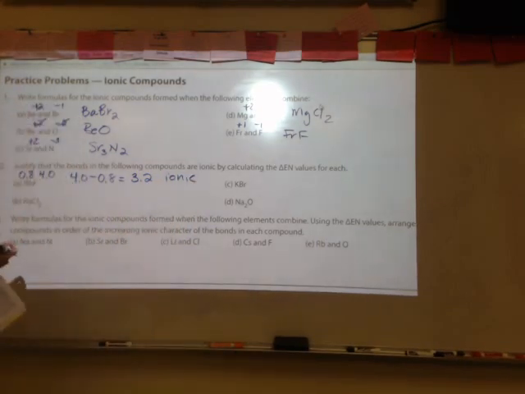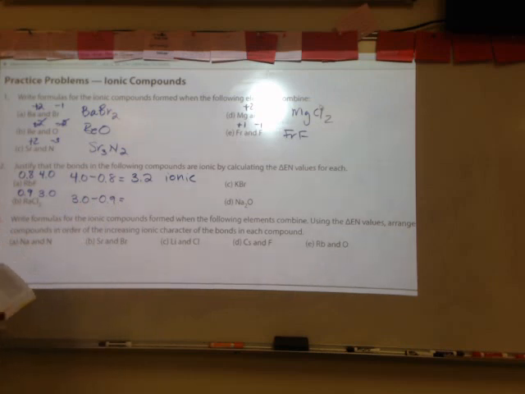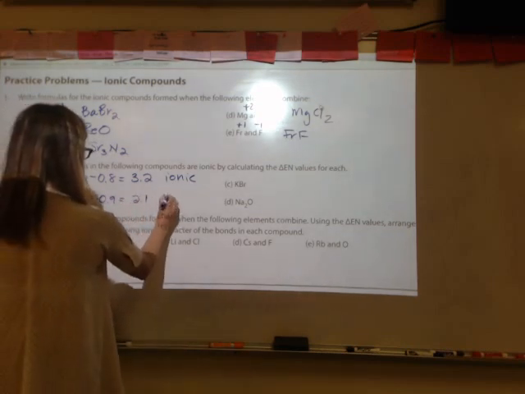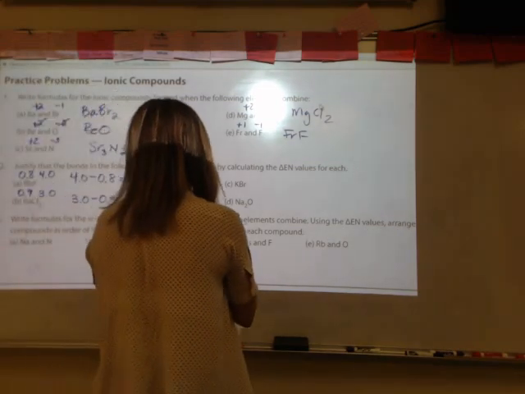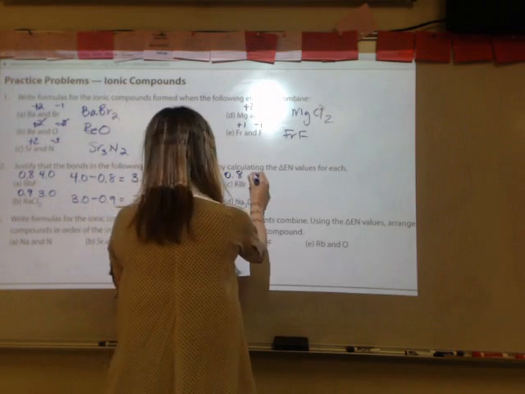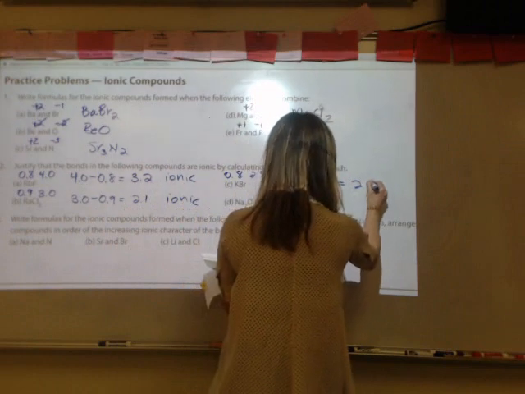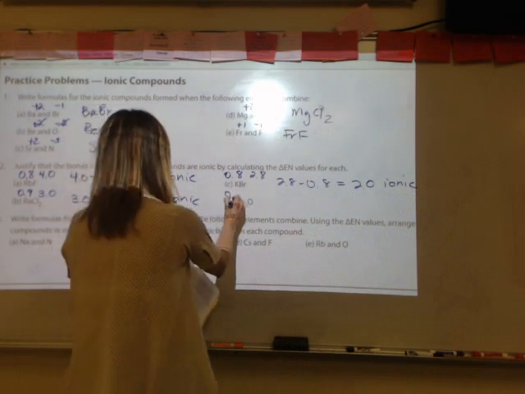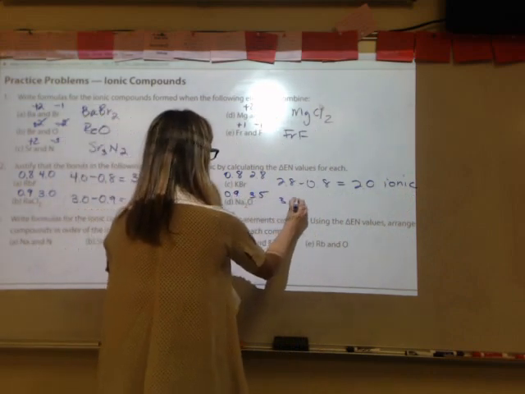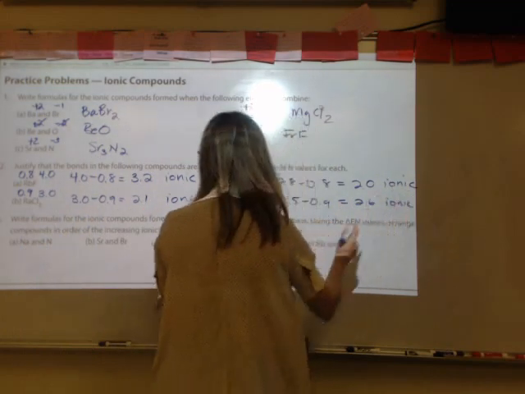Okay. For the next one, if you're looking at Ra is 0.9, chlorine is 3.0. So 3 minus 0.9 is going to end up giving you a difference of 2.1, and this is ionic. Okay. If you're looking at the next one, you've got K and Br. K is 0.8, Br is 2.8. Subtract those two, and you're going to end up getting a difference of 2.0. That's within the ionic bond range. For the last one, sodium is 0.9, oxygen is 3.5. 3.5 minus 0.9 is going to be 2.6, which is also ionic.